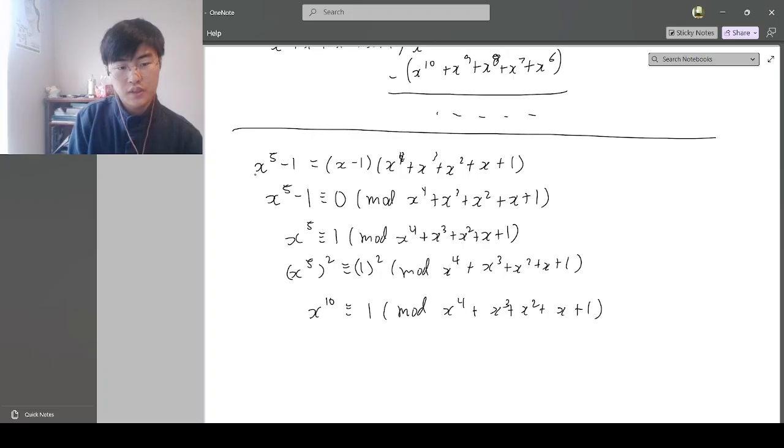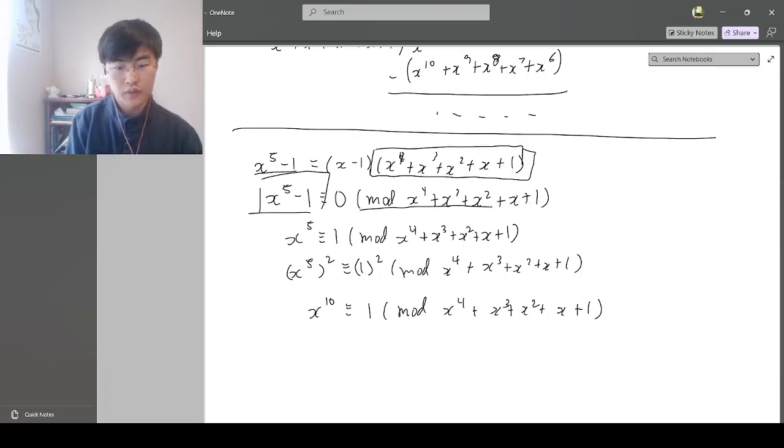So the first thing is I used a property saying that x to the 5th minus 1 can expand to x minus 1 times x to the power 4, plus x to the 3rd, plus x to the 2nd, plus x plus 1. In other words, x to the 5th minus 1 is divisible by x to the 4th plus x to the 3rd plus x to the 2nd plus x plus 1, by x minus 1. Because it is divisible, we have a remainder of 0. So all this is stating is if this is divided by whatever's in the mod, so in this case x to the 4th plus x to the 3rd plus x to the 2nd plus x plus 1, we get a certain remainder. In this case, our remainder is 0.